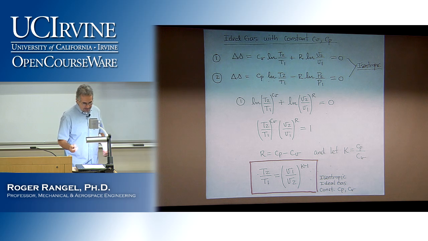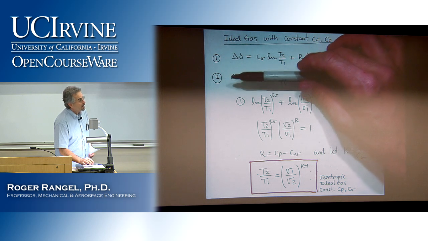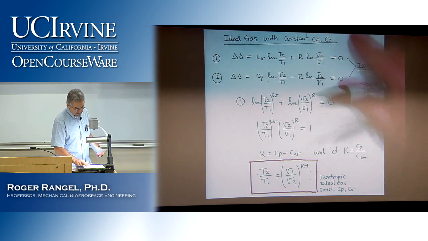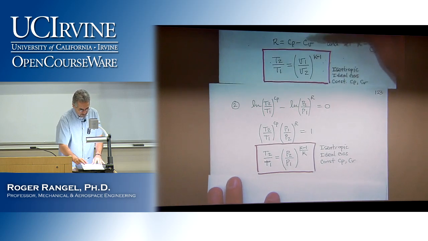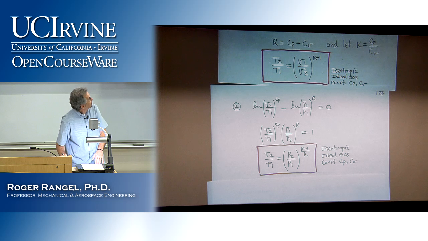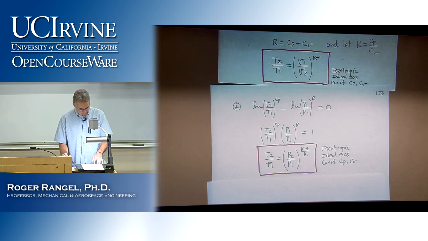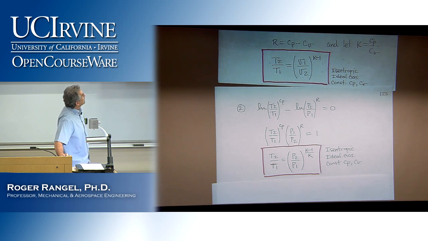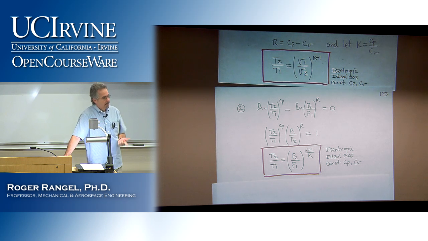Likewise, I can take the second one. This was all from the first relation. Likewise, I can take the second one and do something very similar. So if I take the second one and do something very similar, I arrive at the second red box there. So I took the second one, combined the terms inside the natural logs to get rid of the natural log, and then you arrive at this one. So these two expressions in these two red boxes have the same limitations. It has to be isentropic. It has to be an ideal gas that has constant specific heats. Right?